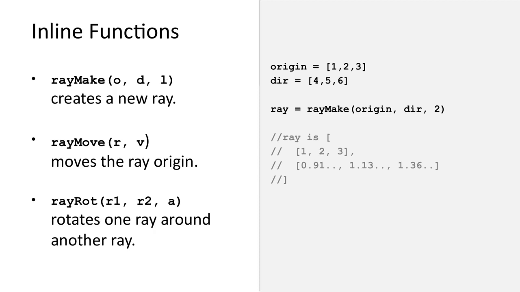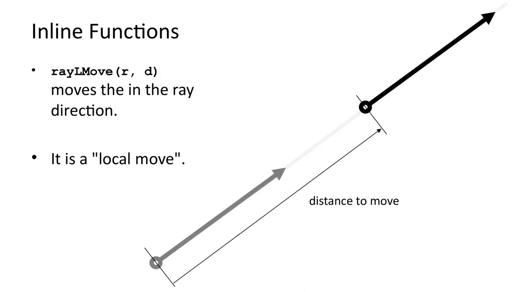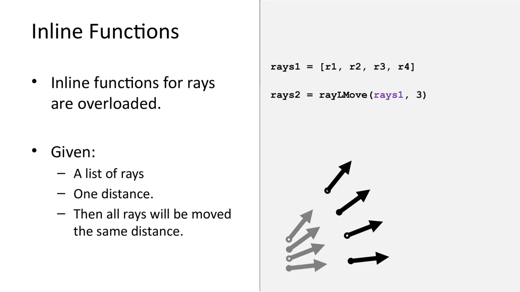The rayRotate function rotates one ray around another ray. The rayLocalMove function moves the ray in the direction that the ray is pointing. A negative distance can be specified, in which case the ray will move backwards. The inline functions for rays are all overloaded.